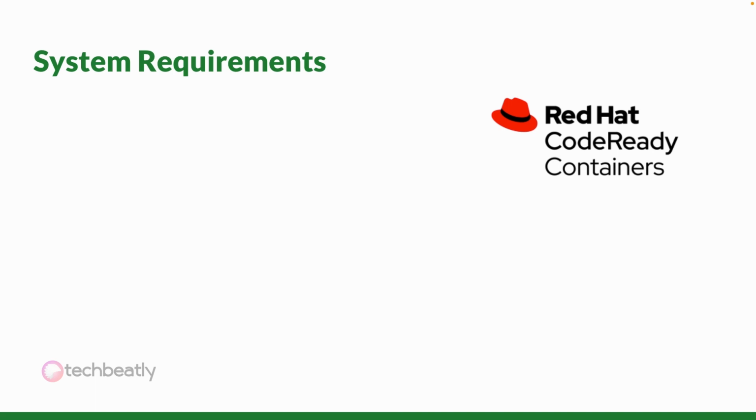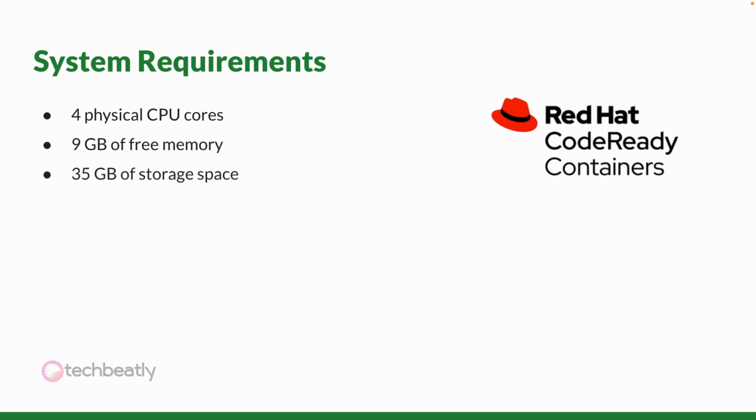So what are the system requirements for Red Hat CodeReady Containers? Your workstation or machine should have a minimum of 4 CPU cores, 9 GB of free memory, and about 35 GB of storage space. CodeReady Containers only supports AMD64 or Intel 64 architecture, and ARM is not supported at the moment.